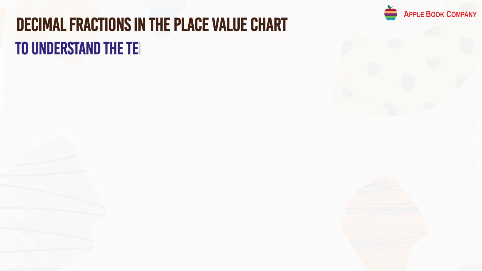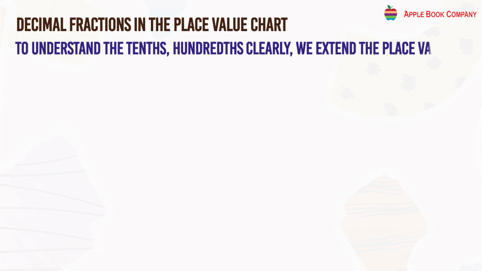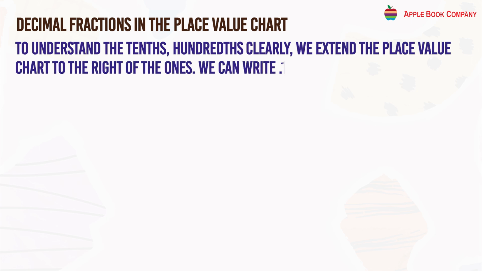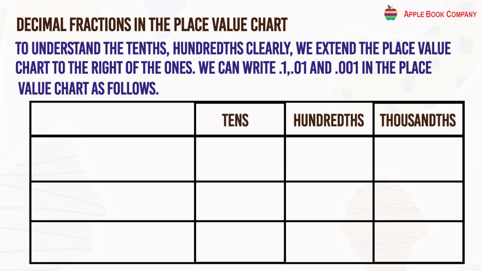Decimal fractions in the place value chart. To understand the tenths, hundredths and thousandths clearly, we extend the place value chart to the right of ones. We can write 0.1, 0.01 and 0.001 in the place value chart as follows.